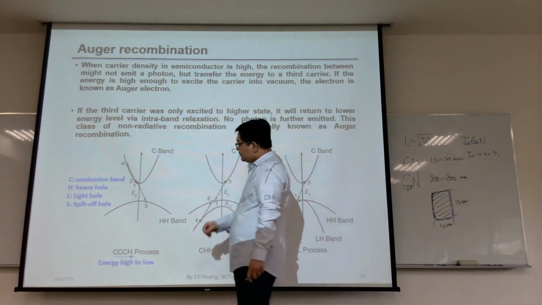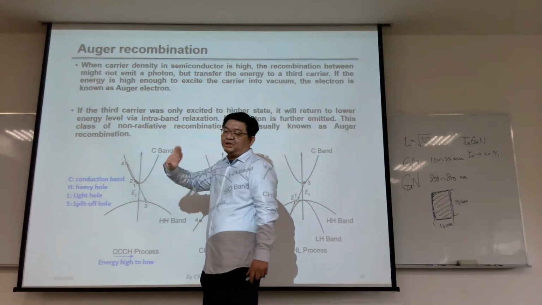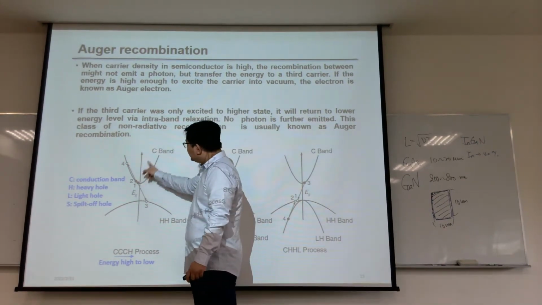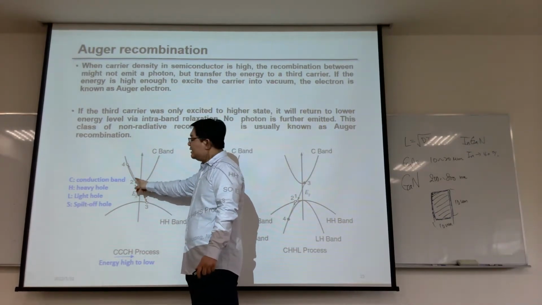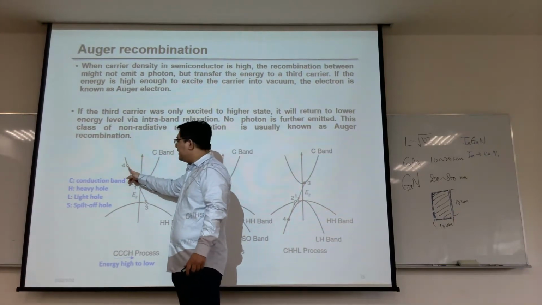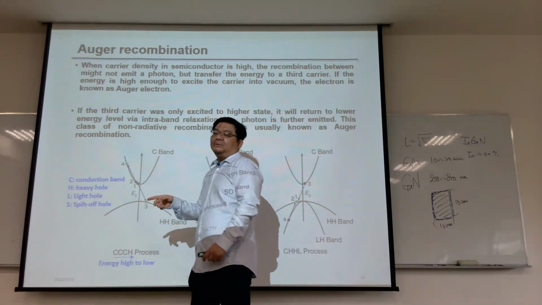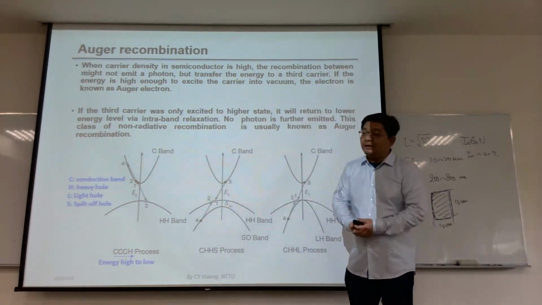So no photon comes out. The energy is just consumed. For example, in this case, with the energy transferred to a third electron, the electron is excited to a higher band. Then it eventually goes back down with the energy transferred to the whole lattice, and it becomes lattice vibration.